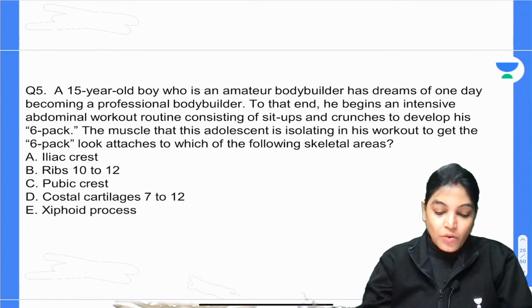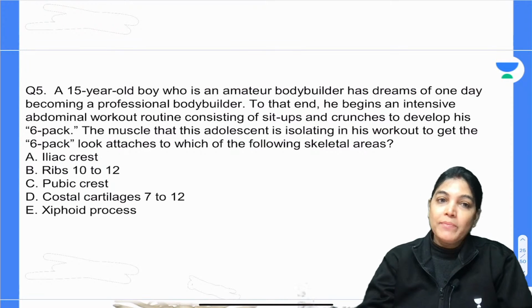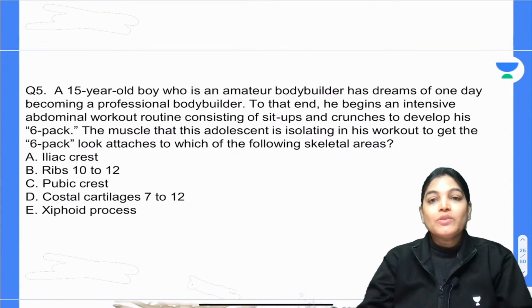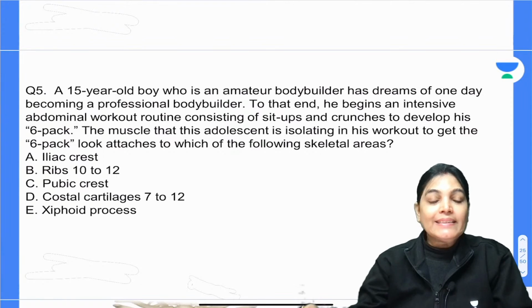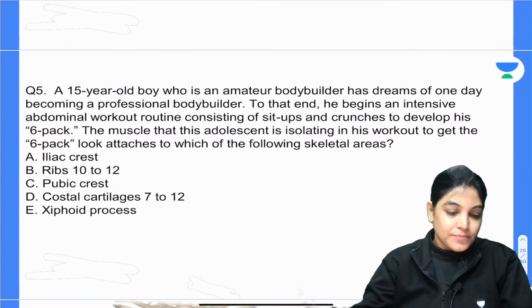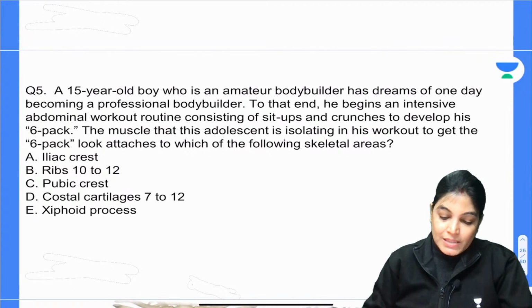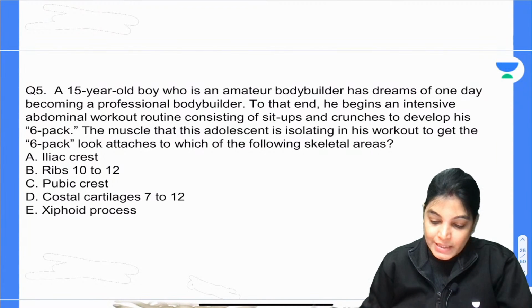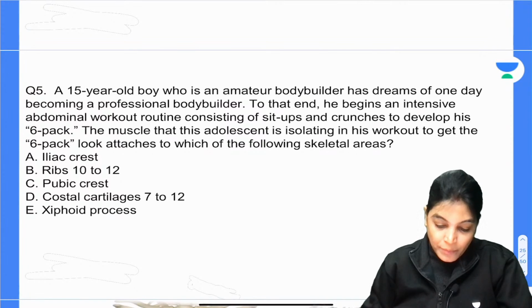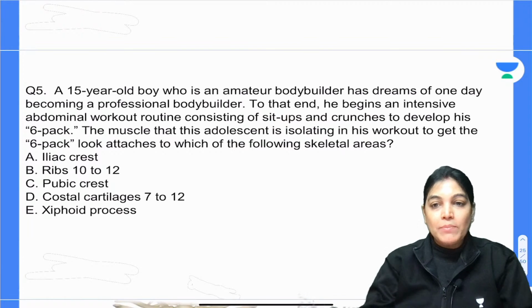A 15-year-old boy who is a bodybuilder has a dream of one day becoming a professional bodybuilder. To that end, he begins an intensive abdominal workout routine consisting of sit-ups and crunches to develop his six-pack. Okay, Tripti, I am coming to your point. The muscle that this adolescent isolated in his workout to get six-pack look attaches to which of the following skeleton areas?